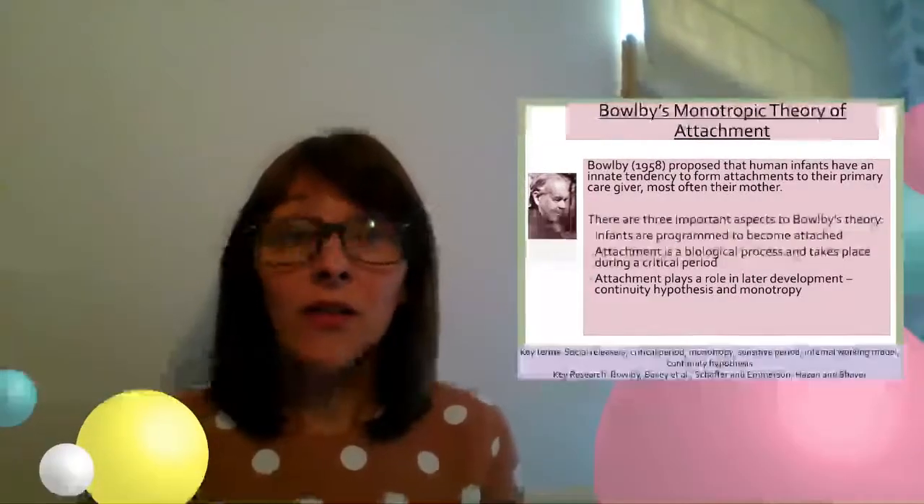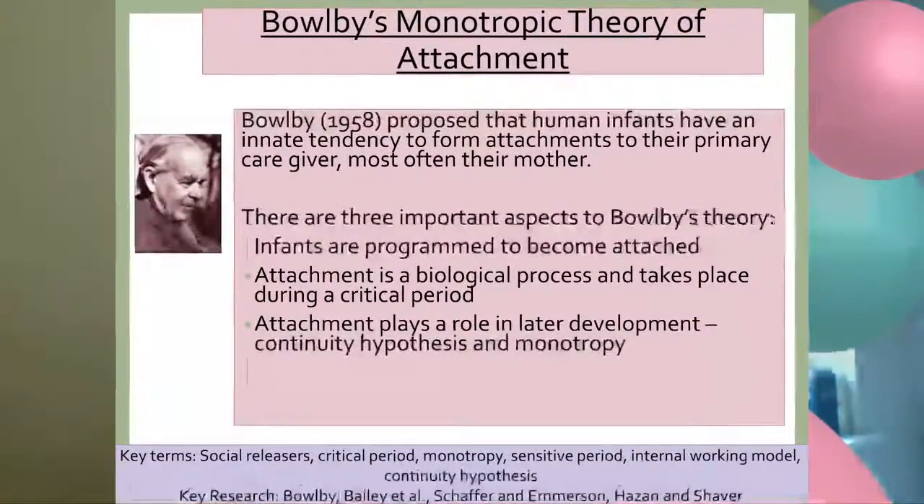So Bowlby thought of a theory behind this, and he came up with something called the monotropic theory of attachment. This is the idea that infants have an innate tendency, so infants are born to form attachments to their primary caregiver. They have something within them, something biological, something evolutionary that makes them behave in a particular way, and therefore they form an attachment to a primary caregiver.